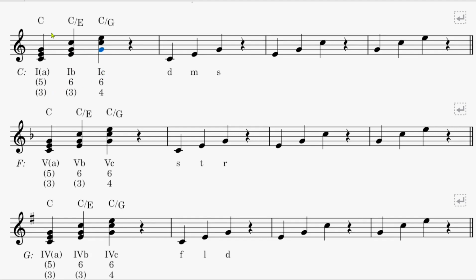For chord symbol, we write C, C/E, C/G. For figuring, we write according to the intervals. Top note and the bass is a fifth. Middle note and the bass is a 3. So this is 5/3 in figuring.